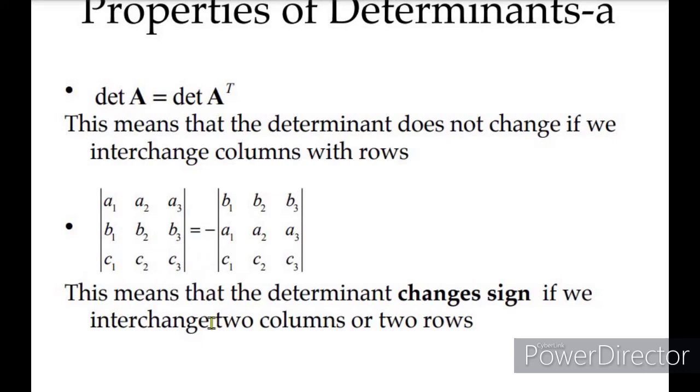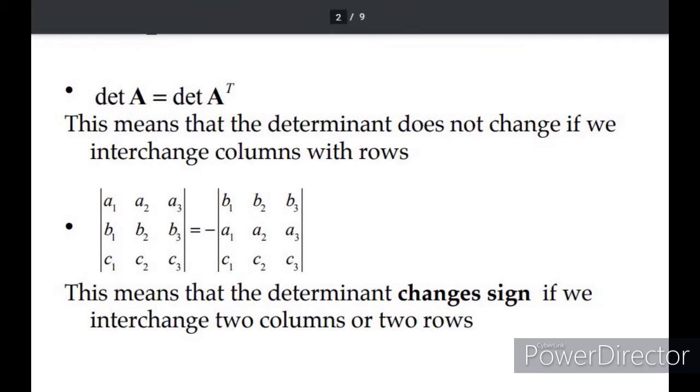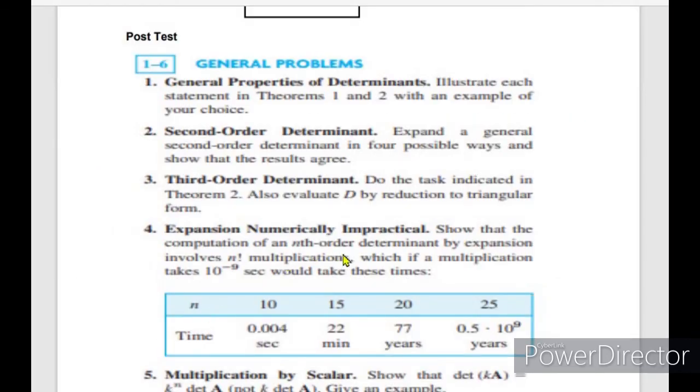You will prove this, that when you interchange two columns or two rows, the determinant should change. So these are the two. You will just give an example for that too.